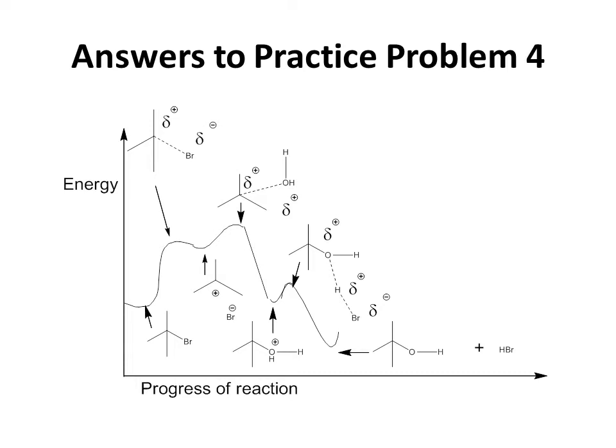Now another tiny hill as bromide removes proton from the protonated alcohol. So you have partially positive oxygen, the dotted line to the proton that's being removed, that's partially positive, and a dotted line between that H and the Br where you form the HBr bond. Br is partially negative. That falls down the hill to form our final products, the alcohol plus HBr.